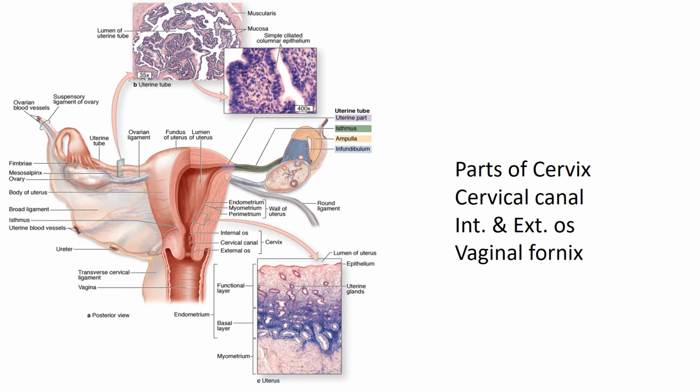Now, because of this protrusion of the cervix into the vaginal cavity, there are recesses between the lower end of the cervix and the related portion of the vaginal cavity. These recesses are known as fornix. So there are four fornix: anterior and posterior fornix, and two laterally placed lateral fornix.